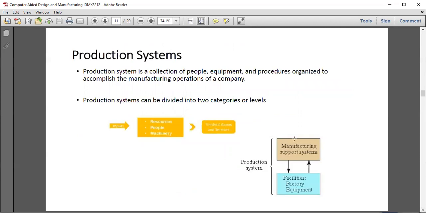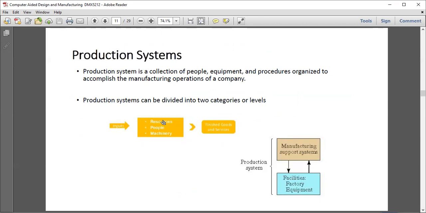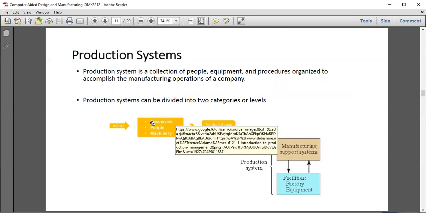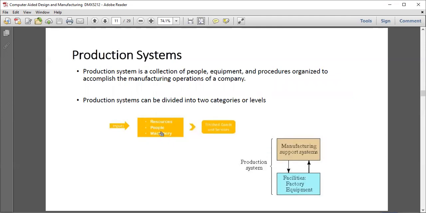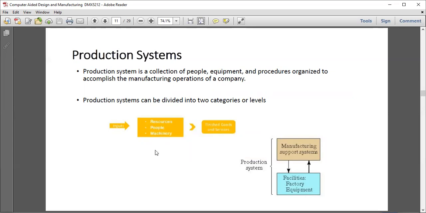Again, as I said before, a production system can be categorized into two: manufacturing systems, meaning facilities and factory equipment, and manufacturing support systems. Basically you get inputs and we use resources like human resources, energy, and people and machinery. They all together start converting raw materials into finished products.